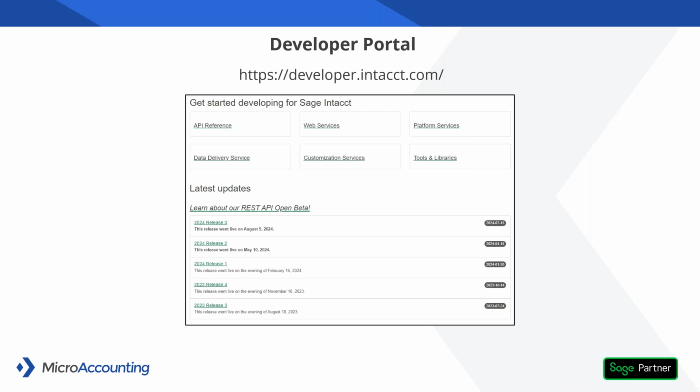Then you have platform services or customization services. That's where you can go for different tips and examples for smart rules and events, custom fields, platform triggers, all that kind of stuff I talked about today. Then you also have data delivery service information. And the last section would be the tools and libraries. That's where Intacct offers open source libraries, so SDKs, to help developers interact with Intacct's APIs using various programming languages, and then some other developer tools like Postman or the customization services cheat sheet.